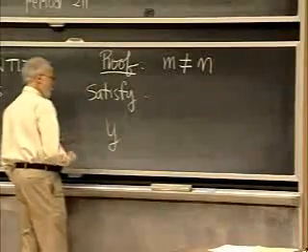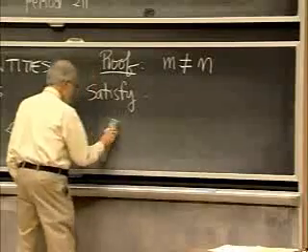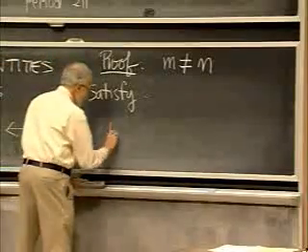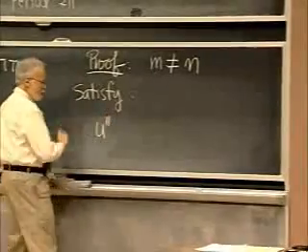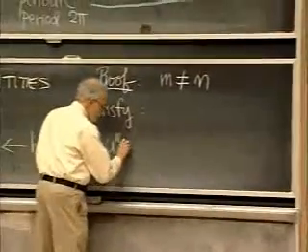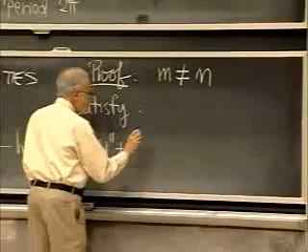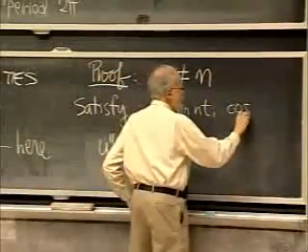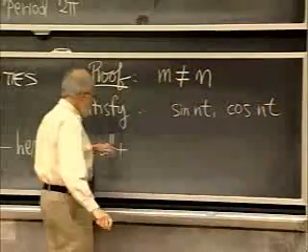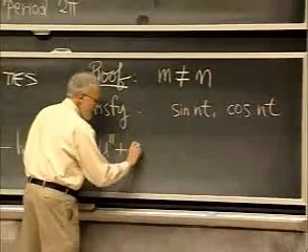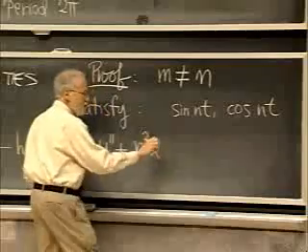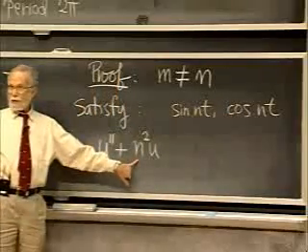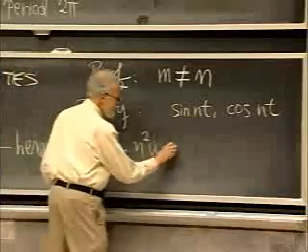In other words, what they have in common, the differential equation is y, let's call it u. It's going to look better if you let me call it u. u double prime plus, well, n squared. So the functions sine nt, cosine nt satisfy u double prime plus n squared times u equals 0. In other words, the frequency is n, and the square of the frequency is what you put here.